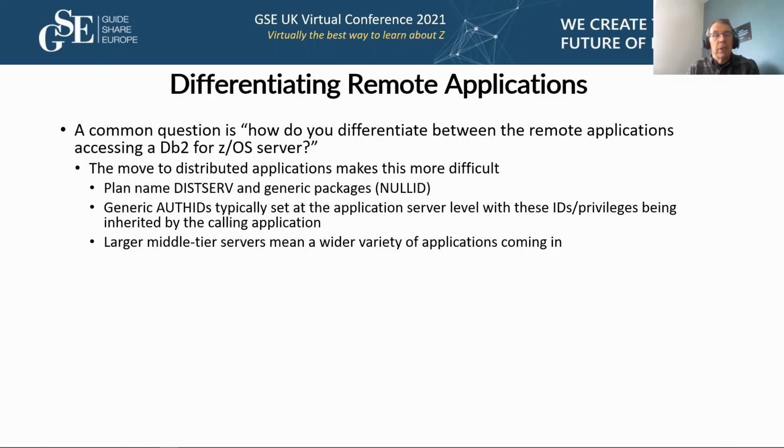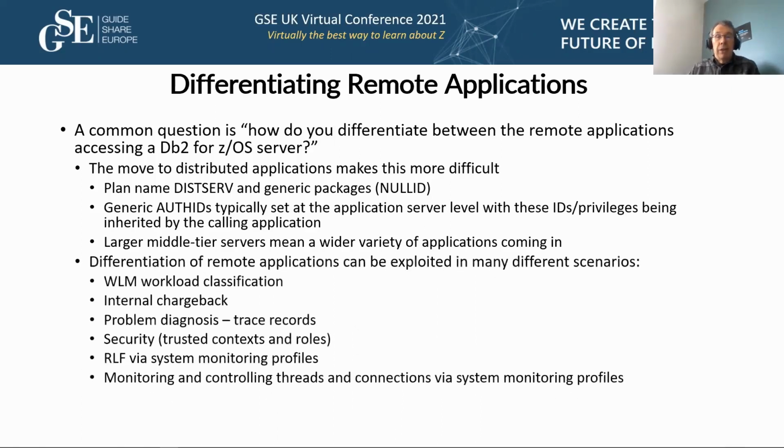And on top of that, you typically get generic auth IDs being used at application server levels with those IDs and the privileges that those IDs inherit. Those are inherited by the calling application. And when you've got large middle tier servers, you've typically got a much wider variety of applications coming in. So that can make it a bit of a challenge differentiating between those remote applications. If you can manage to do that, you can exploit that in many different scenarios.